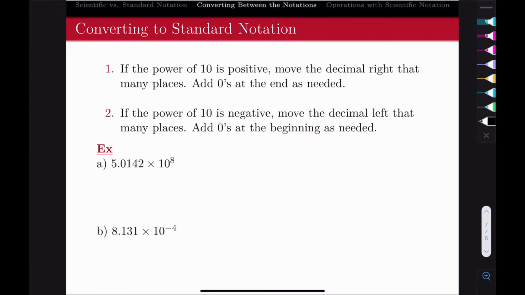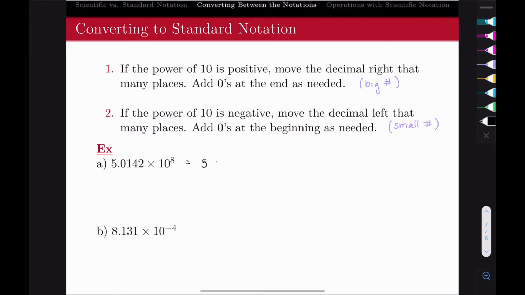But really the way I like to think of it again, if you have a positive power, this is again going to be a big number. If you have a negative exponent, it is a small number. And that exponent is just telling you the amount of times you need to move the decimal. So for our first example, we have 10 to the 8th power. That is a positive exponent. It's going to be a big number.